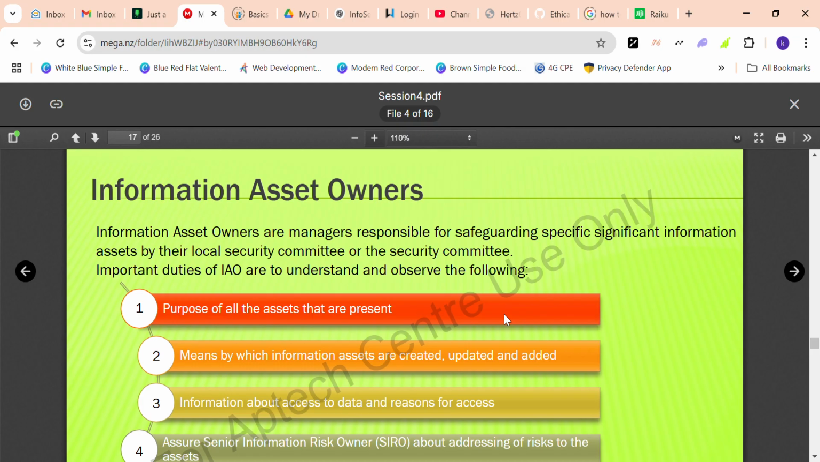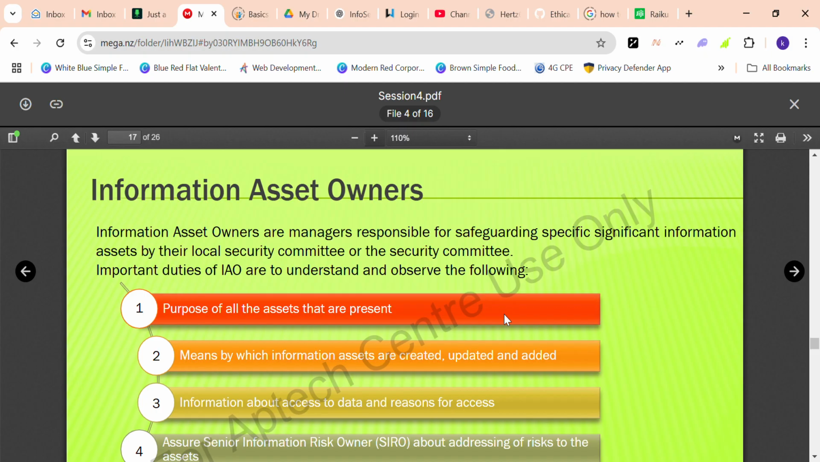Now let's talk about information asset owner. These are managers responsible for safeguarding specific significant information assets by their local security committee or the security committee. It can be local security committee or security committee. Important duties of the IAO, information asset owner, are to understand and observe the following. Their main role is to understand and observe the following listed, which is the purpose of all the assets that are present.